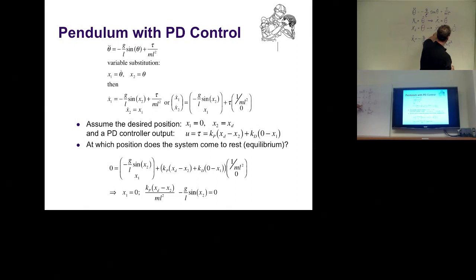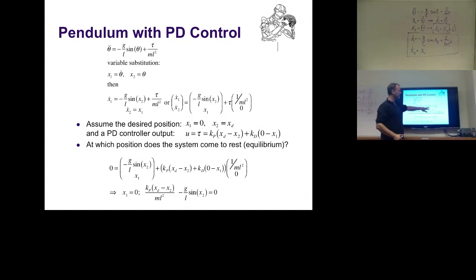The second equation we actually already wrote down here. So this is this guy. The second equation we get is x2 dot equals x1. And this is now our system of two first-order equations. And okay, so this should be written here.